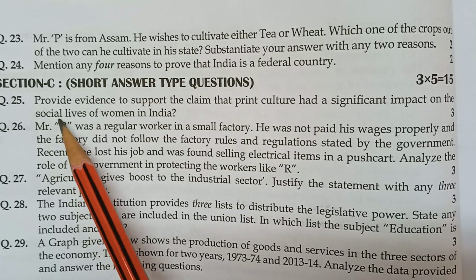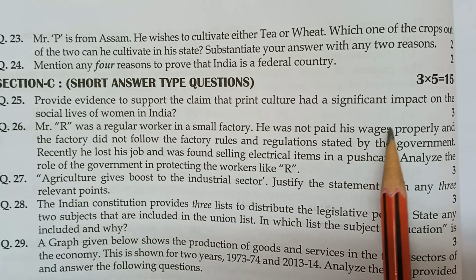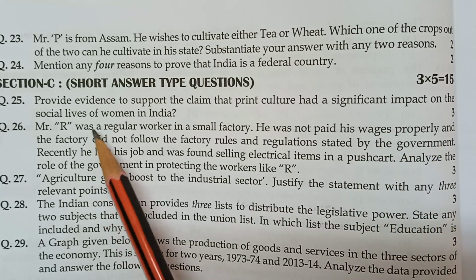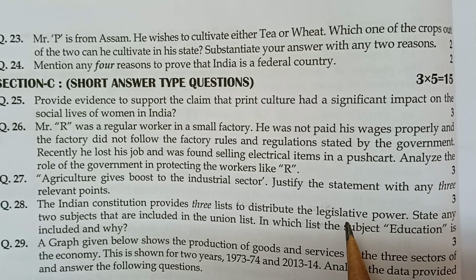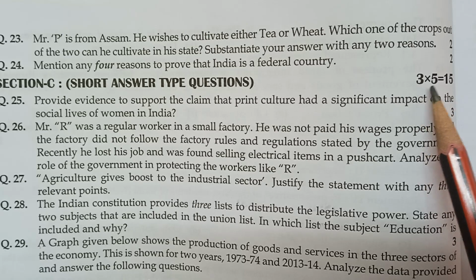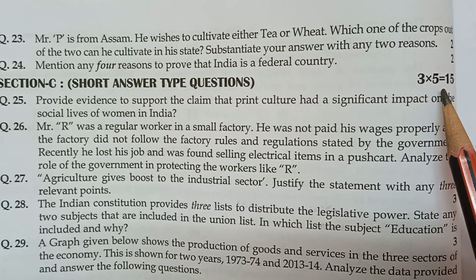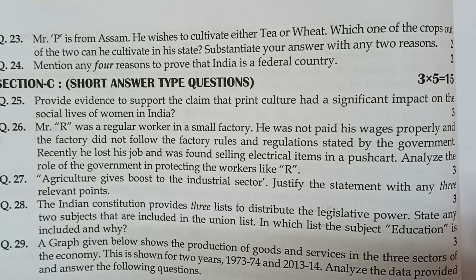Question number 25 says: provide evidence to support the claim that print culture had a significant impact on the social lives of women in India. It contains 3 marks, and you need to be aware of the terms and conditions for these questions, that you should not write more than 60 words. So you need to write all the important content which is necessary here in short answer type questions. You are getting 15 marks from this section, which means there will be 5 questions, and each question carries 3 marks, so you need to answer properly in this section.